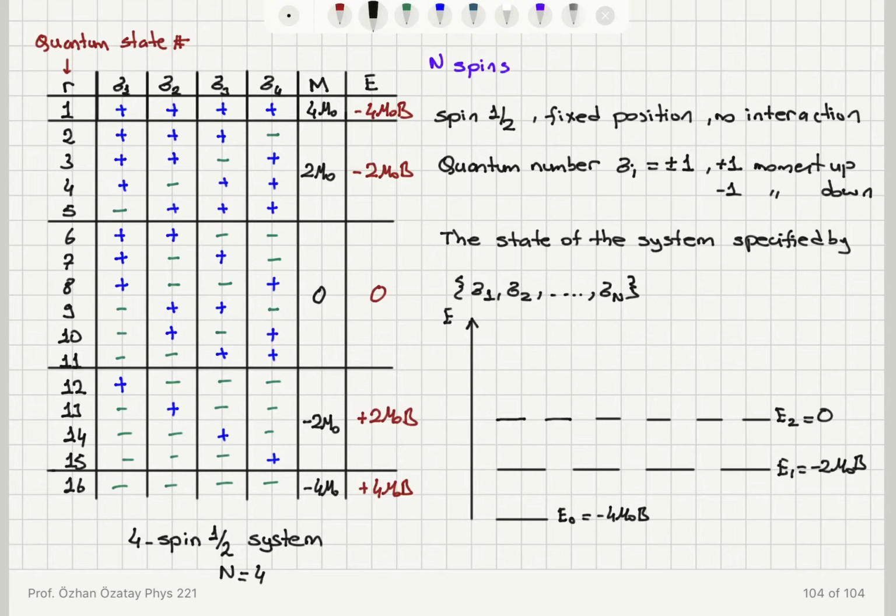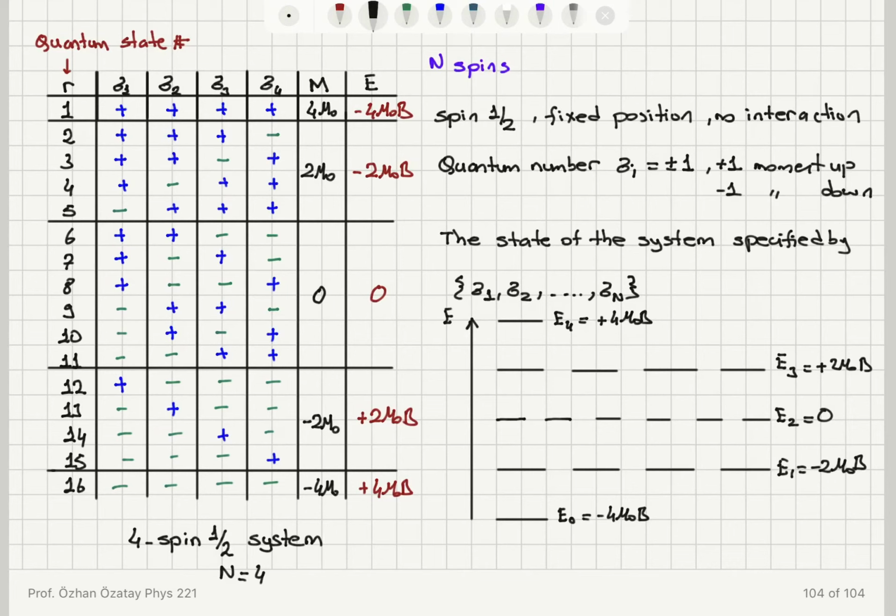Then I have one that has 4 states corresponding to the energy of plus 2 mu 0 b. So I can have 1, 2, 3, 4 levels corresponding to the energy E3, plus 2 mu 0 b. And finally, I can also have a non-degenerate state for the highest energy level. So this would be the last one that has energy E4 corresponding to plus 4 mu 0 b, which is the fourth excited state for this 4 spin 1/2 system.